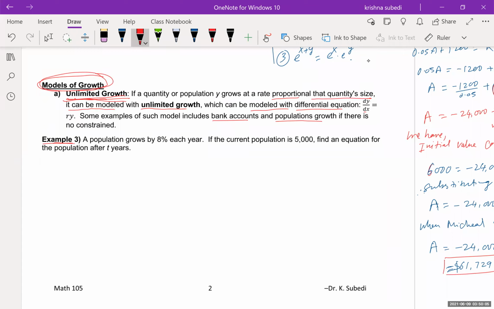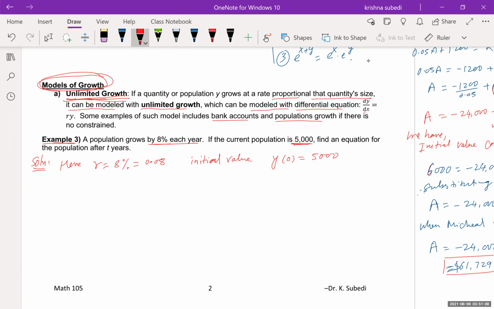Let us look at this example 3. A population grows by 8% each year. Okay, 8% each year. Let us write down the information in a mathematical way. So here r is given as 8%, which means you can write 0.08. Okay, that is given. If the current population is 5,000, so that is the initial value condition. So the initial population, we call it the initial value condition, is a or y, it doesn't matter. You can choose a or y. Let's use y. Y of 0 equals 5,000. This is given. These are the two pieces of information given.